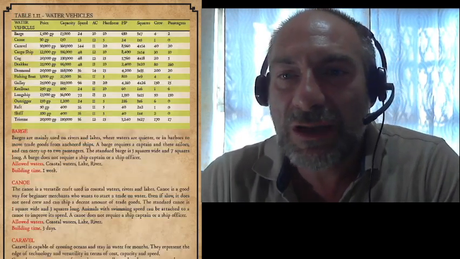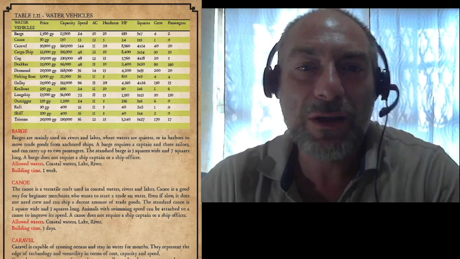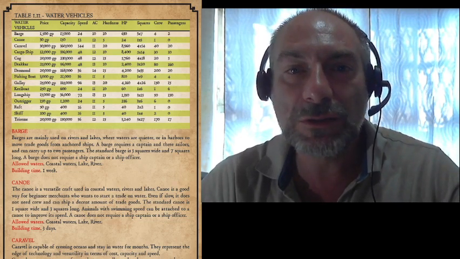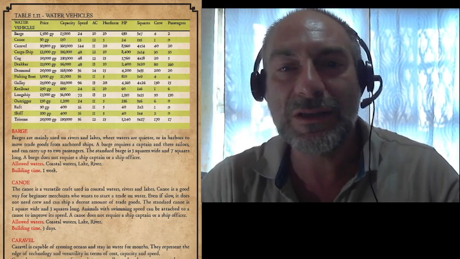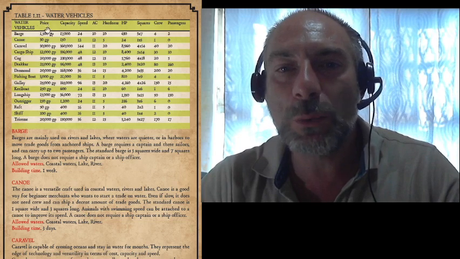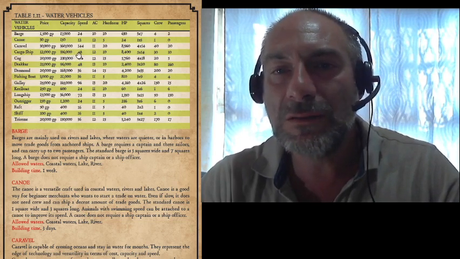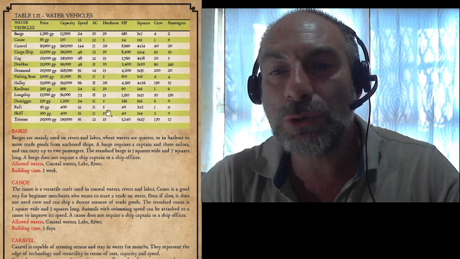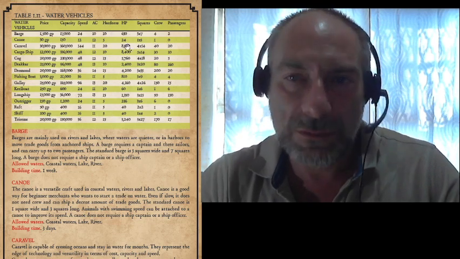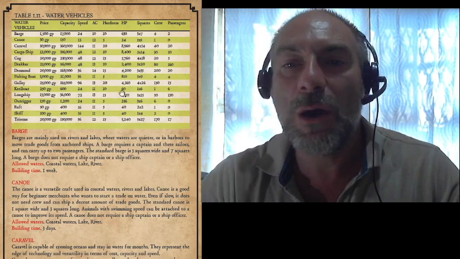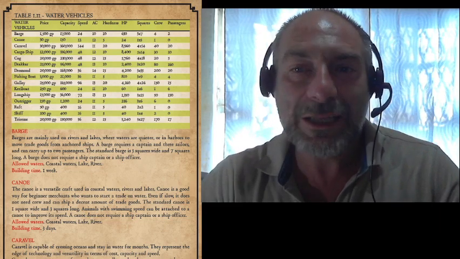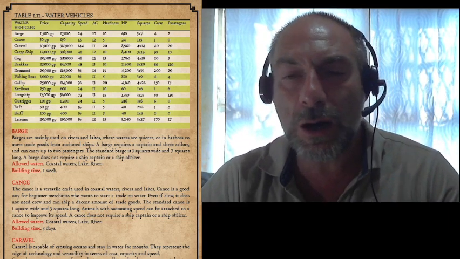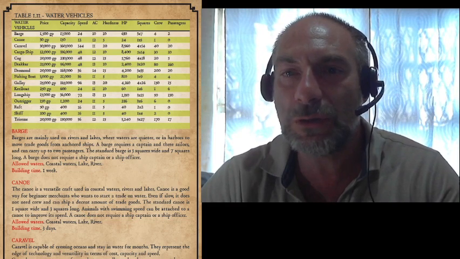Water vehicles, okay, if you move on water you need something that floats at least, so you have this list of water vehicles, which are barge, canoe, caravel, cargo ship, cog, etc, etc. Every water vehicle comes with price, capacity, speed, armor class. I introduce also the concept of hardness. You have hit points, okay, how resistant, how much damage it can take. Then you have squares. It means I give you a general idea of what the size of the vehicle is.